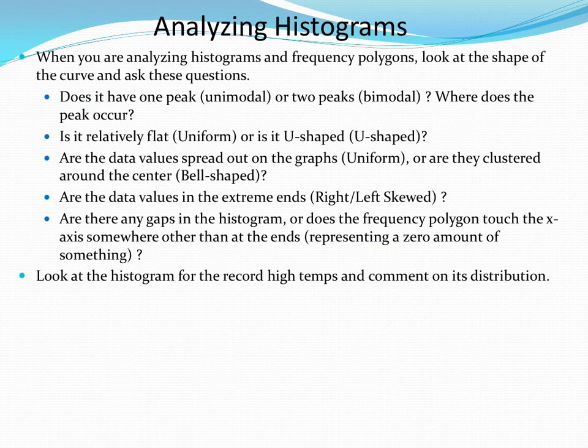When it comes to analyzing histograms, which is what you're going to be doing, remember histograms are your vertical bar ones. Oh, they're supposed to be touching. So vertical bars like this. When it comes to analyzing them, here are some questions that you might want to ask yourself. Does it have one peak? If it has one peak, it would be unimodal. If it has 2 peaks, it would be called bimodal. Where does the peak occur? At what class? Because you want to be able to tell them that.